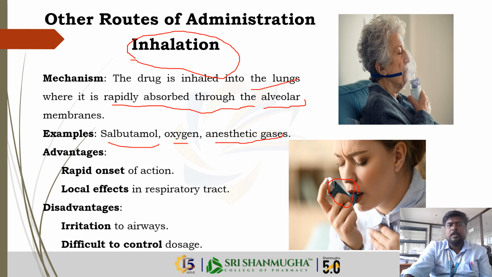The main mechanism of this route is that the drug is inhaled into the lungs, where it is rapidly absorbed through the alveolar membrane. For example, salbutamol, oxygen, anesthetic gases. Advantages of this route are rapid onset of action and local effects in the respiratory tract. The main disadvantages are irritation to airways and difficulty controlling dosage, because in one puff sometimes too much drug is absorbed.